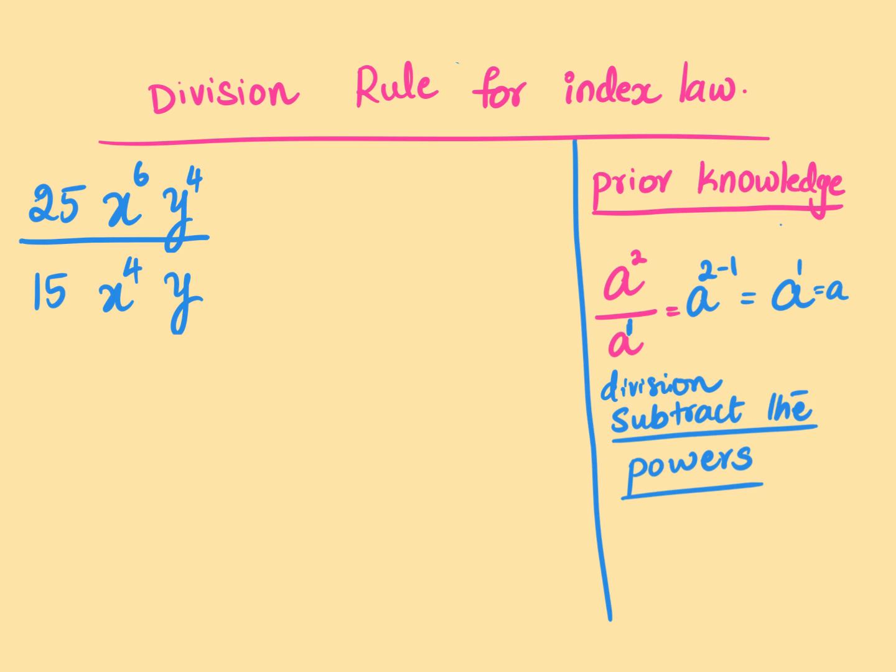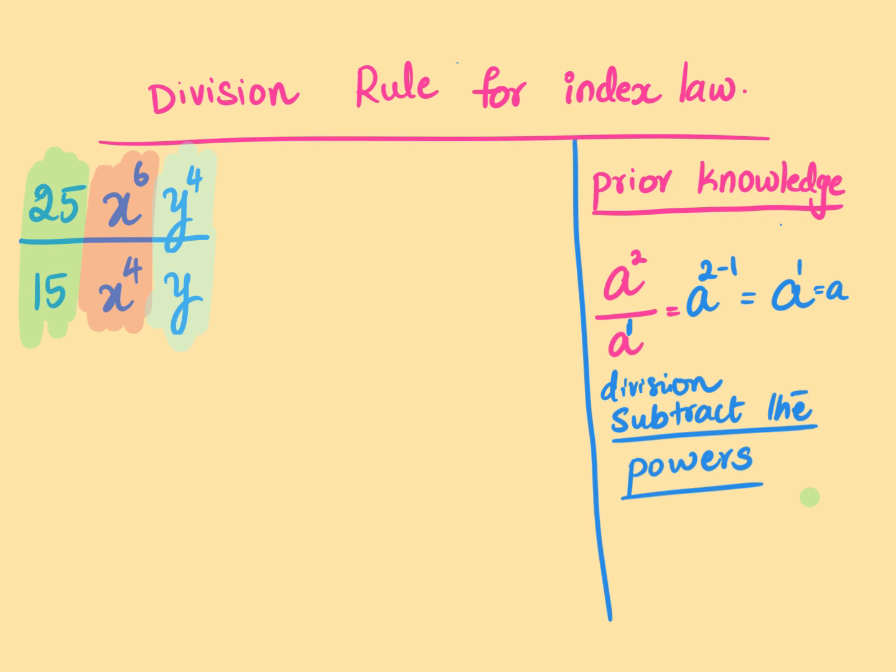So my question here is 25x to the power of 6, y to the power of 4, divided by 15x to the power of 4, y. So there are three different pieces here. Let me highlight them. The first one is just the number. The second one is the x's, and then we have the y's. All right, so these are the three different groups.